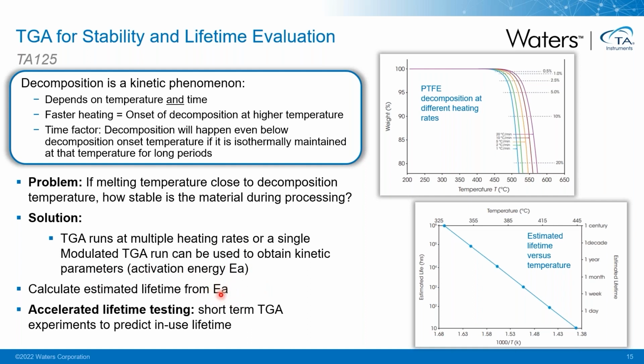And once we have that activation energy, it can allow us to estimate the lifetime of the material as a function of the temperature at which we want to process the material. There's another application for this type of testing, and this is accelerated lifetime testing, meaning that short-term TGA experiments can also provide us information about the in-use lifetime at temperatures much lower than the decomposition temperature.